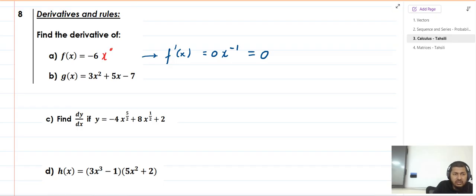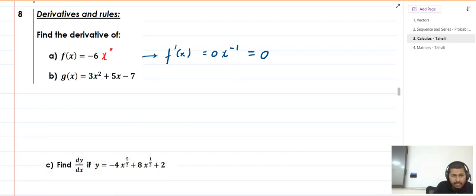Moving on to the next one, I want to find g prime of x. This is already in power function form. So 3x squared: 2 times 3 is 6, take away 1 from the power, so you get x to the power 1, plus, remember, put 1 there, 1 times 5 is 5, x to the power 1 minus 1 is 0.